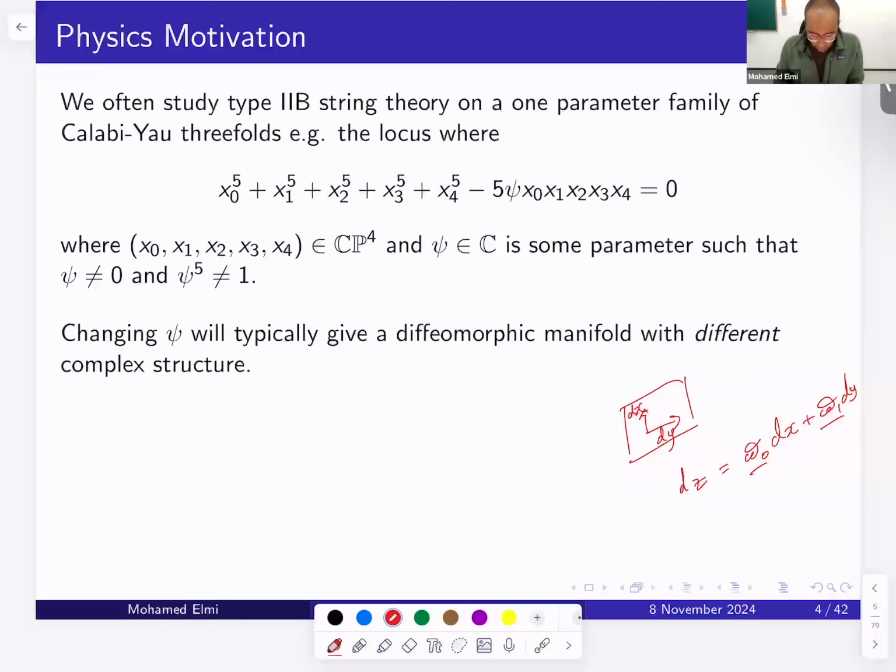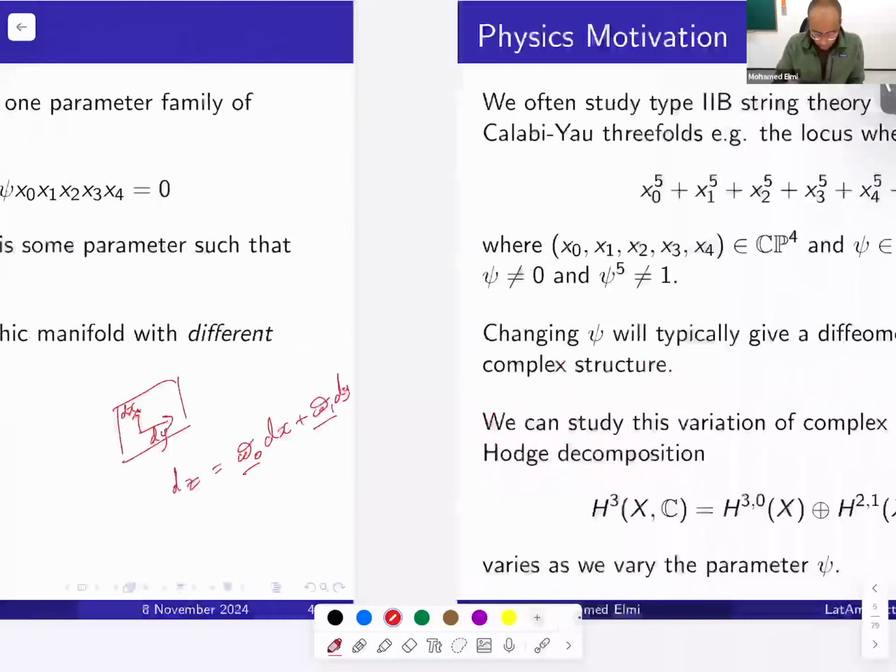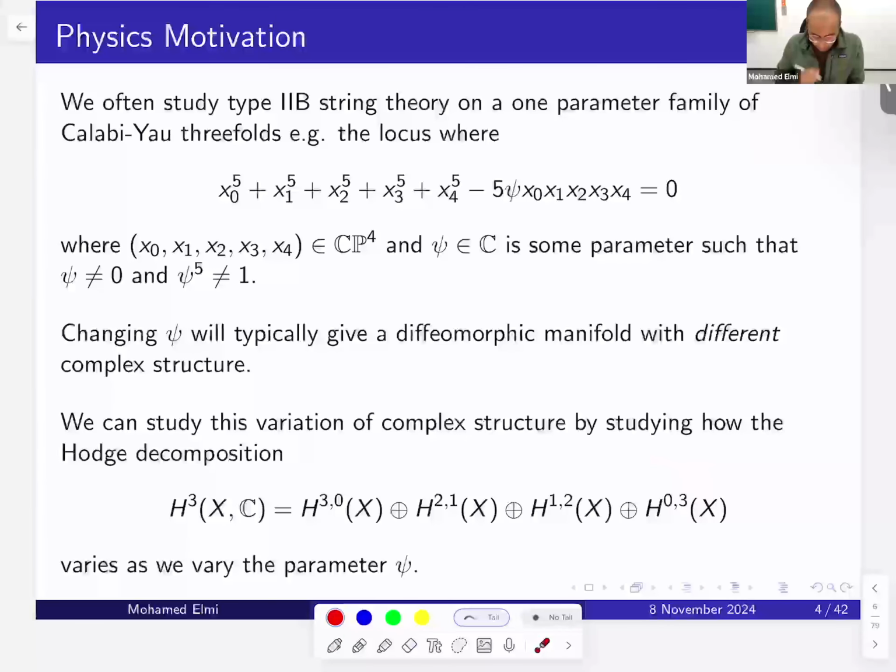And another way of saying this, so there are many ways. The idea of a complex structure comes from differential geometry. Really, you should think about a tensor that squares to -1, which satisfies some properties. There's a formal way of saying this. But really, here what we want to study is what this does to differential forms or cohomology classes.